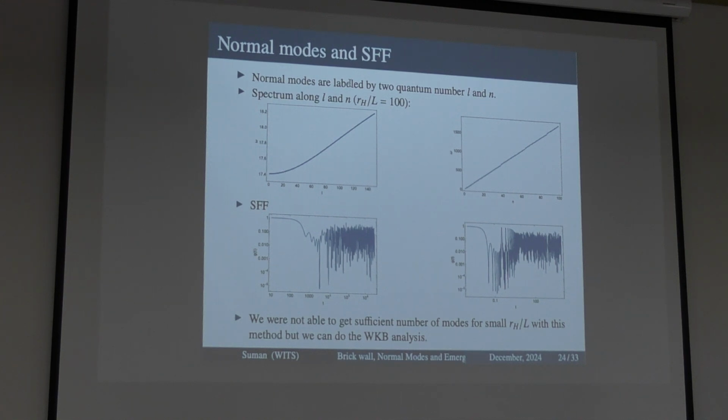Is this the fact that we are in the higher dimension? No, this is not the reason. This is happening because your R over L is large. If you do the same calculation for the BTZ black hole, if you compute the normal modes with this large R over L, you will also see this logarithmic dependence.